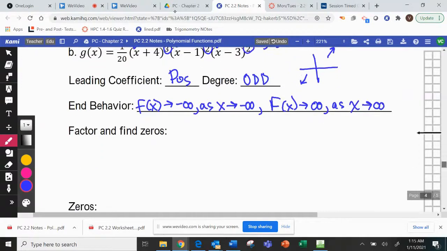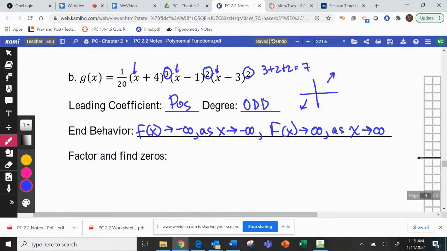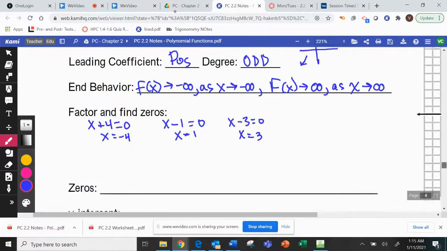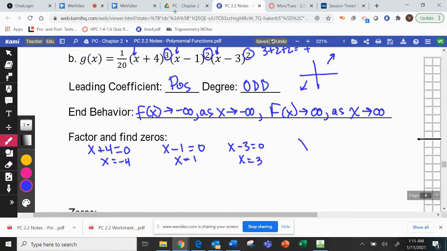This one says factor and find all zeros. It's already factored for us. We just need to find all the zeros. So we've got x plus 4, x minus 1, and x minus 3. And you notice that I have yet to use my calculator for this part. So we've got our zeros at, in order, negative 4, then 1, then 3.